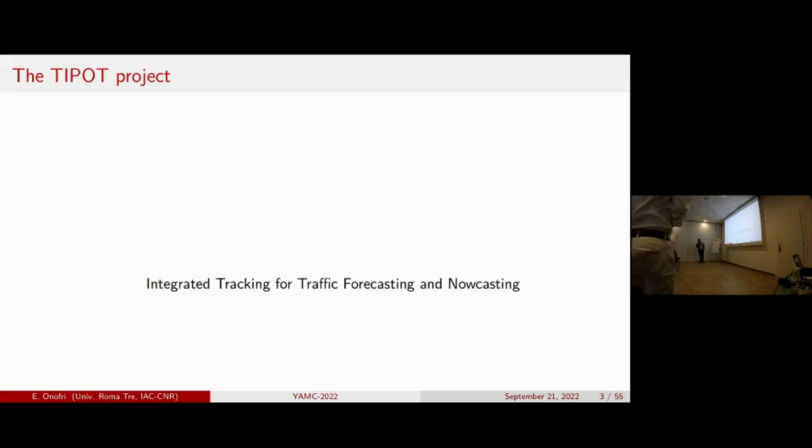So, our project in this case is called the TPOT project. TPOT stands for an acronym of Integrated Tracking for Traffic Forecasting and Nowcasting. Not in English, of course, otherwise it would be ITTFN, which makes no sense, but in Italian it's Tracciamento Integrato per la Previsione e l'Osservazione del Traffico.